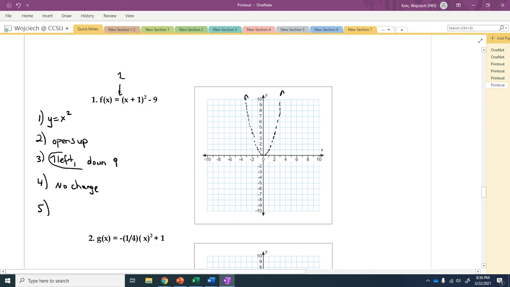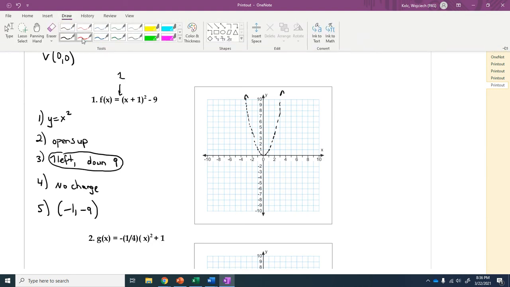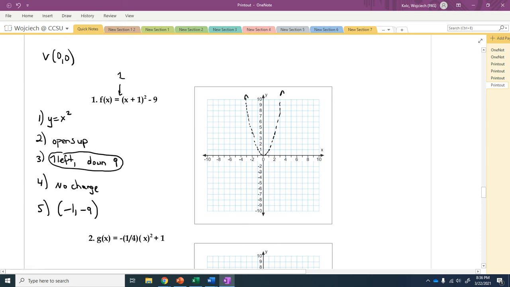So look at this. I said 1 left, down 9. The original vertex is 0, 0. So the vertex of the parent function is 0, 0. So if I go 1 left, it becomes negative 1. And if I go down 9, it's negative 9. So this is the most important point. Okay, let me change the colors and maybe pick red. So your new vertex is negative 1, negative 9. That's your new vertex, okay?